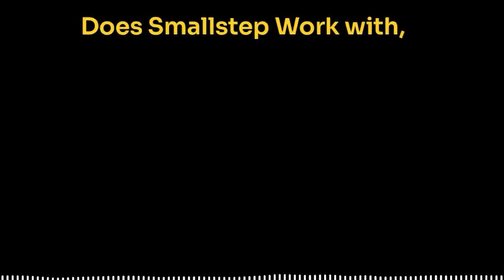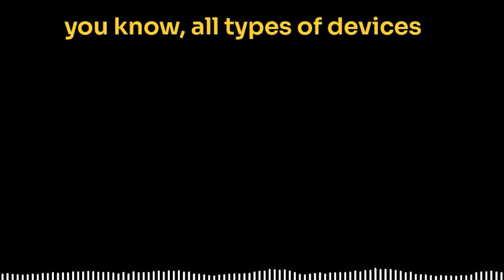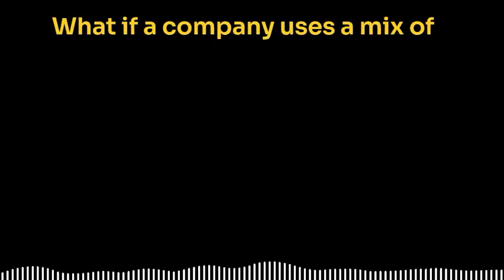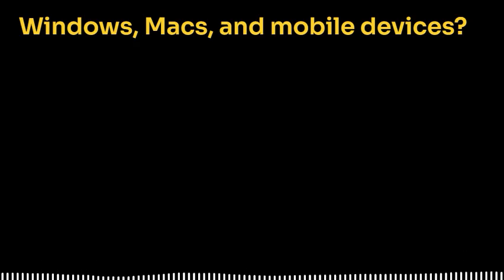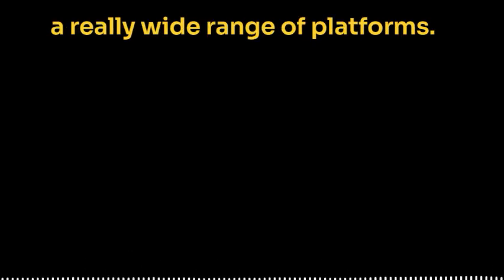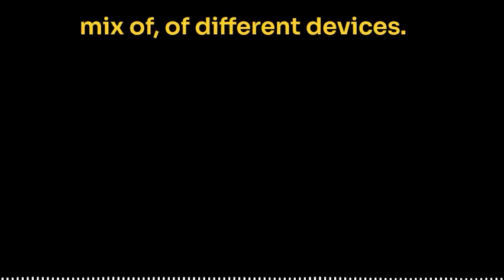That makes sense. Another question I had was about compatibility. Does Smallstep work with all types of devices and operating systems? What if a company uses a mix of Windows, Macs, and mobile devices? That's a very practical consideration, and luckily, Smallstep supports a really wide range of platforms, including Windows, macOS, Linux, iOS, and Android. Okay, good. They're always working on expanding their compatibility to cover as many devices as possible. But of course, it's always best to check their documentation for specific system requirements. Right, to make sure everything's going to work smoothly. So they've got pretty comprehensive device support, which is great for companies that have a mix of different devices.